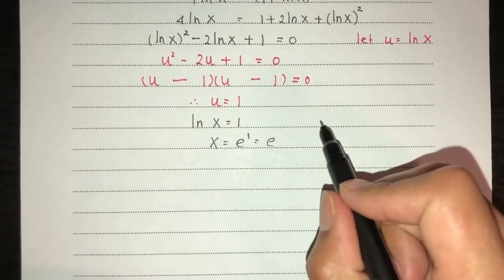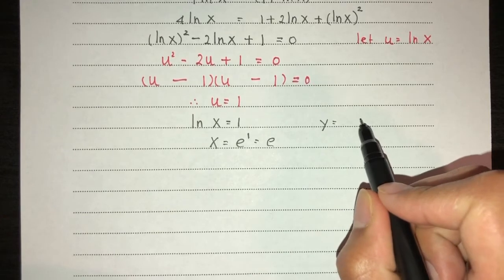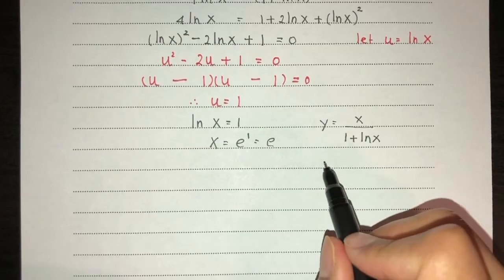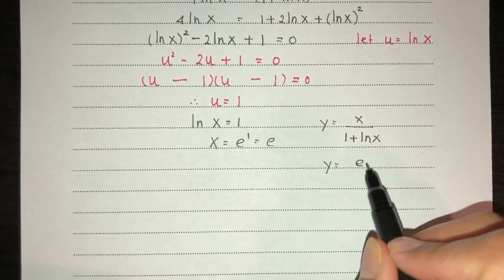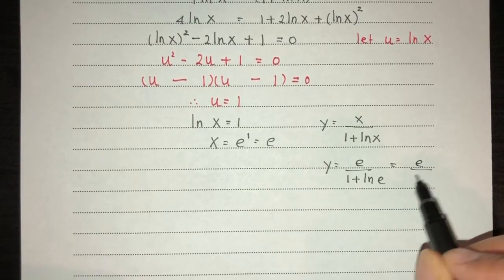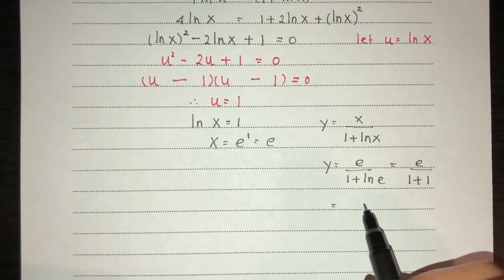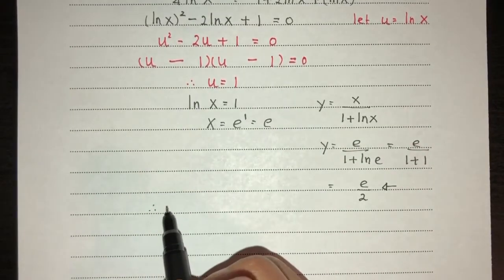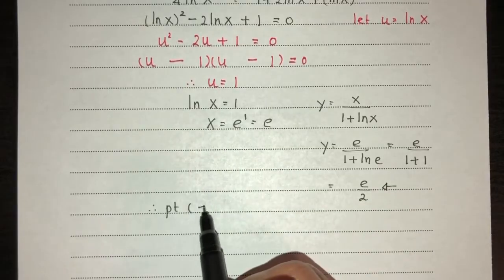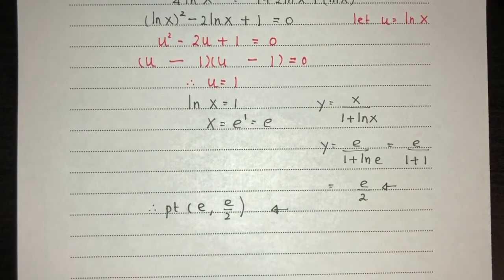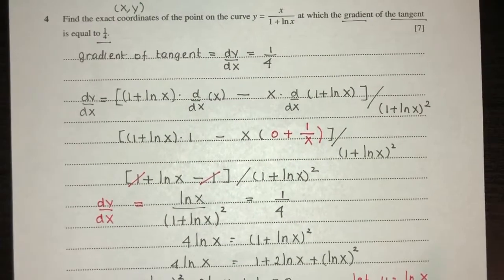So y is this, so replace in your equation. y will be x over 1 plus ln x. So y is equal to e over 1 plus ln of e. That will be e over 1 plus 1. That should be e over 2. So the point finally is x is e and y will be e over 2. And that is your question number 4.